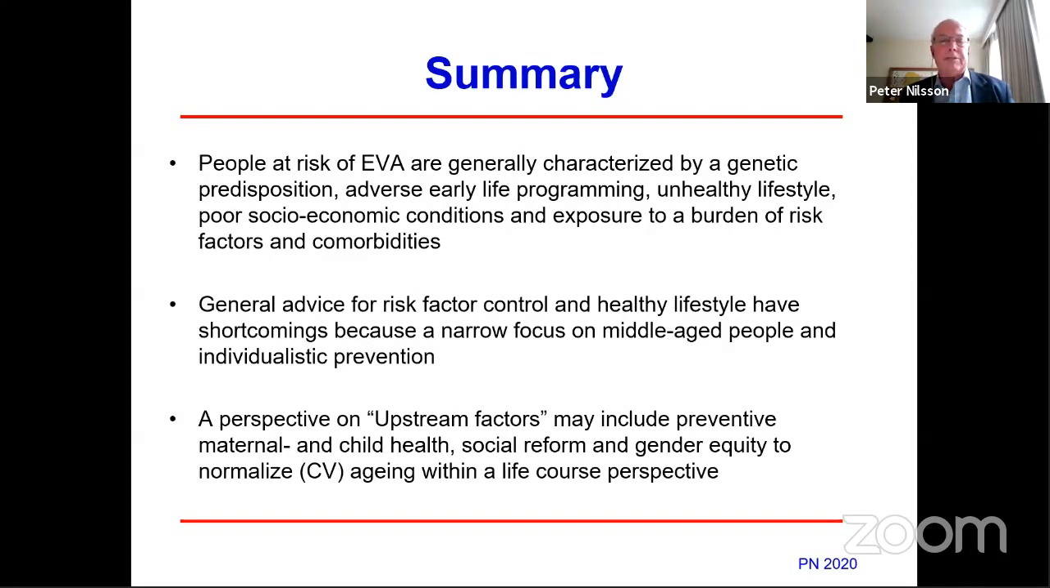The general advice for risk factor control and healthy lifestyle, as I have told you, has shortcomings because of a very narrow focus on middle-aged people and individualistic prevention. And this is my final statement here, that the perspective on upstream factors may include preventive maternal and child health, social reform, and gender equity to normalize cardiovascular aging within a life course perspective. Thank you very much.